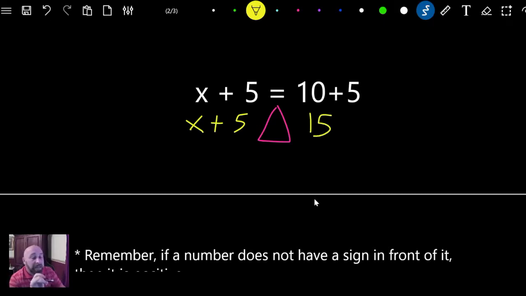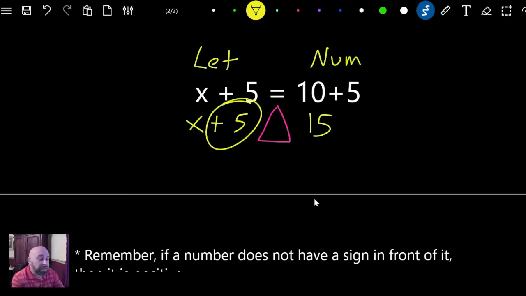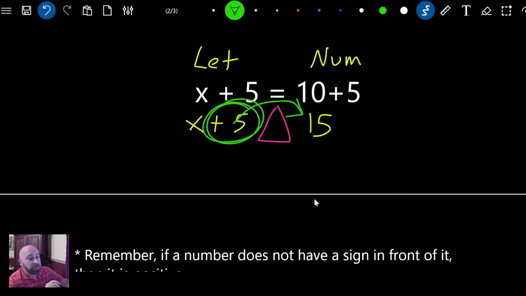Okay? And now we get to the point where we can't do anything else. There's no more do what you can do. There's no more distributing. There's no more combining like terms. So now we have to get the letters to one side. Let's call this the letter side, and let's call this the number side. So we need to take this 5 right here and move it to the other side. How do we move it? By doing the opposite sign. The sign is adding, so we're going to subtract 5.